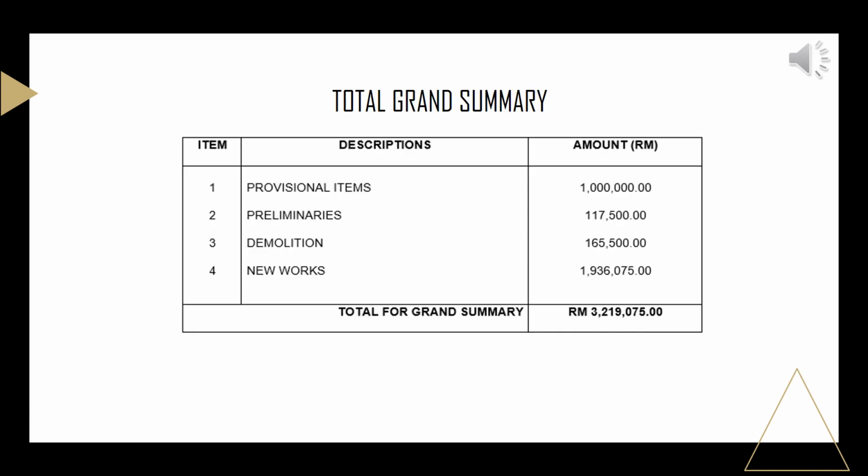Next, the total grant summary. The total for the grant summary is 3,219,075 ringgit Malaysia.